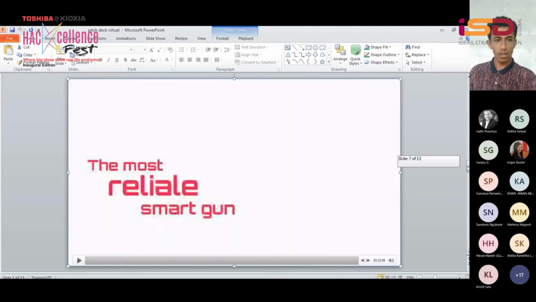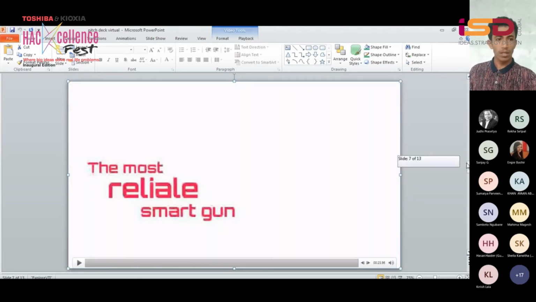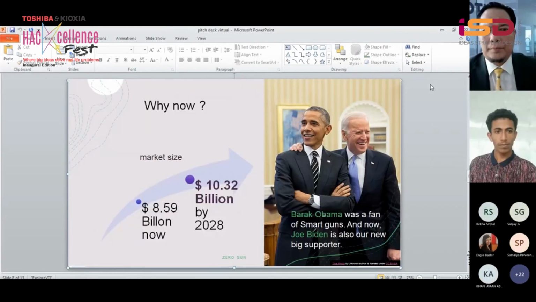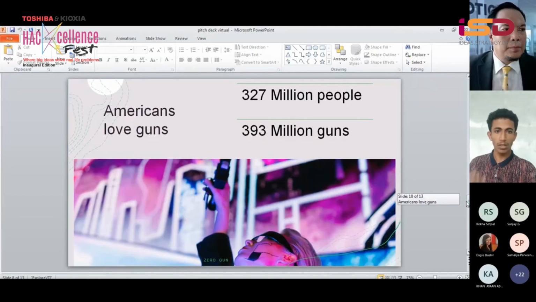Now you must be wondering, why now? As you can see, our market size is expected to rise to $10 billion over the next 6 years. And the current president of America, Joe Biden, has a plan for Americans to use smart guns. Americans love guns, and they have more guns than their population. We have 3 vertical marketplaces.